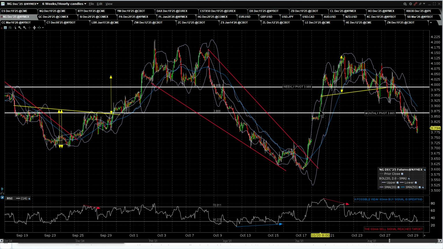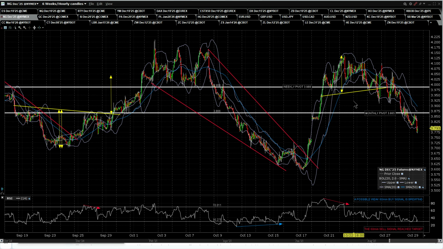All right, and NG. This was looking like a bull flag, but is continuing to head lower at the moment. We do have a possible weak 60-minute buy signal brewing. This might just be a retracement, but we will see. In terms of this head and shoulders, the problem is it fixed and then immediately failed. It would have made target, which is unusual. So do we have a possible alternate head and shoulders here?